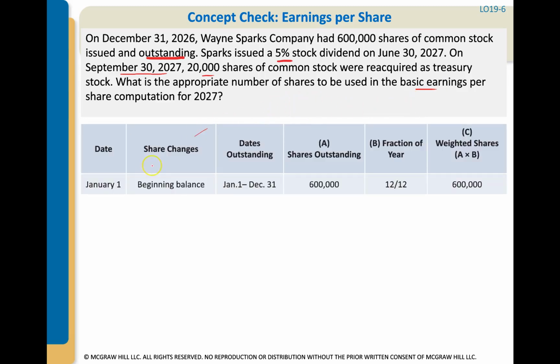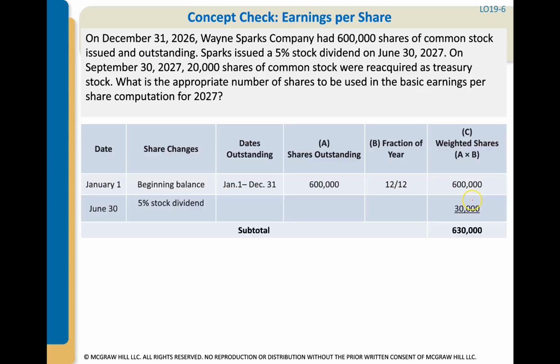Well, let's look at our beginning balance. On January 1, we had 600,000 shares. That's our starting point. Then on June 30th, we're told there was a 5% stock dividend. So we've now issued 30,000 new shares, because 600,000 times 5% is an additional 30,000. So now we have 630,000 weighted shares.